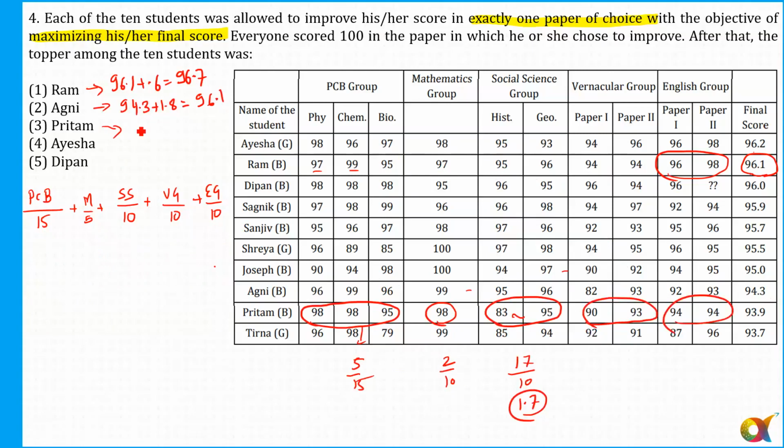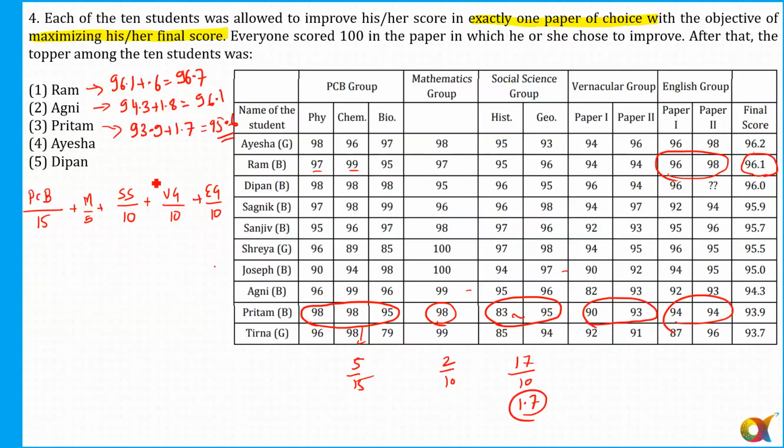So Pritam's final score is now, initially it is 93.9 plus 1.7. What is 93.9 plus 1.7? That is going to be equal to 95.6. Is that part clear to all of you? Please tell me, yes or no?